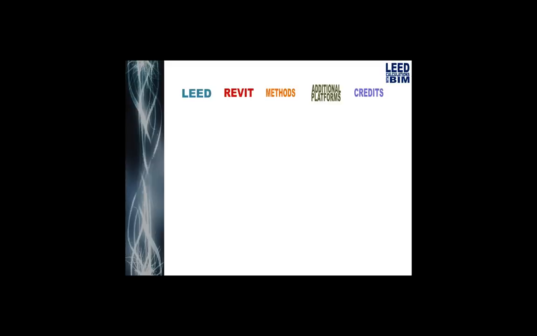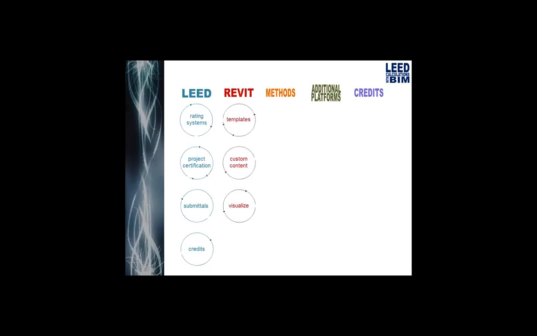So this is our agenda for tonight. The first thing I'm going to do is look at LEED and the current rating systems. I'll outline the process for certifying a project and then the online submittal process. And then I'm going to break down the credit requirements to those that can actually be calculated using some form of BIM technology. And then with Revit, we'll look at the customization using templates and some content. And then I'm going to share some settings that you can use in Revit to help you visualize the data that's actually being calculated.